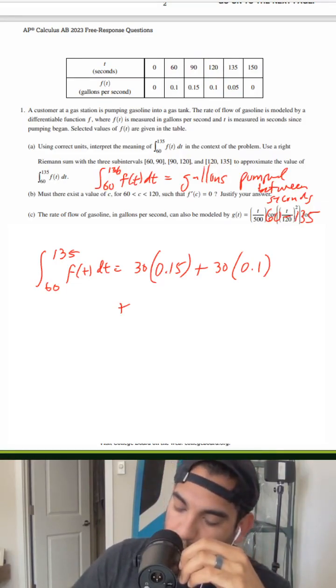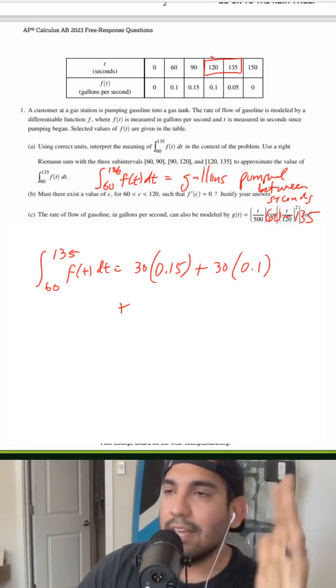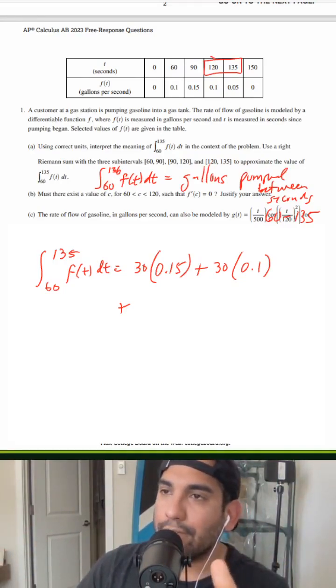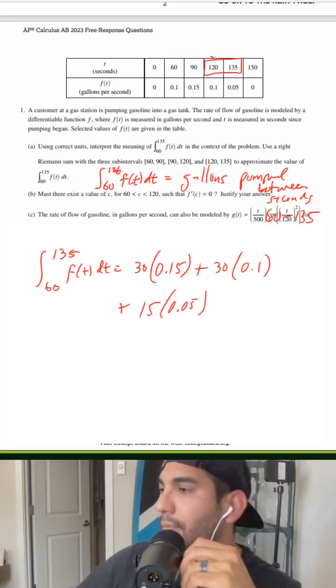the next interval, which is going to be 120 to 135. And I think a lot of people are going to get comfortable thinking that everything is 30, and they're betting on seeing the 120, 135. That's just going to be an interval of 15. So we have to make sure that we write that correctly.